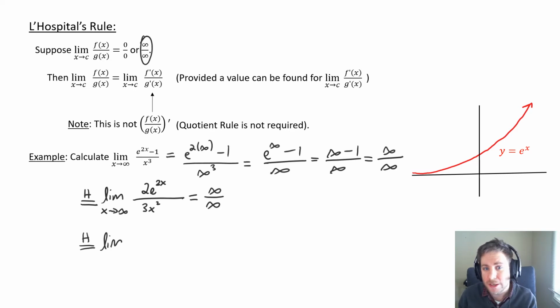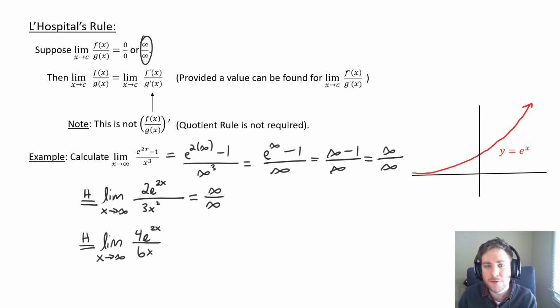So I put a capital H to indicate another use of this method. And now we take the derivative of numerator and denominator again. Our denominator is currently 3x squared, and the derivative of that is 6x. For the numerator, we can use the chain rule again to get a derivative of 4e to the 2x.